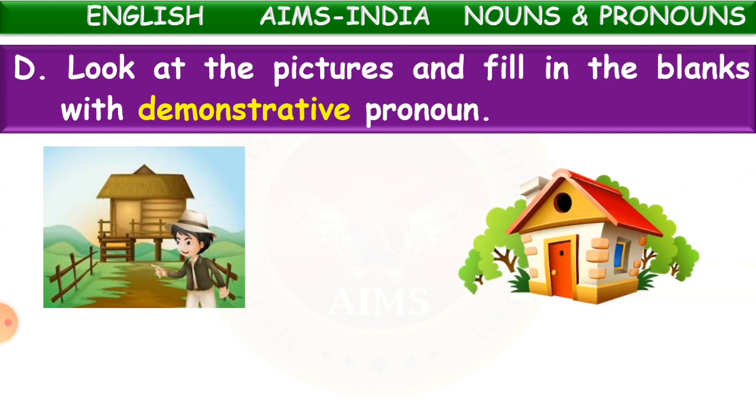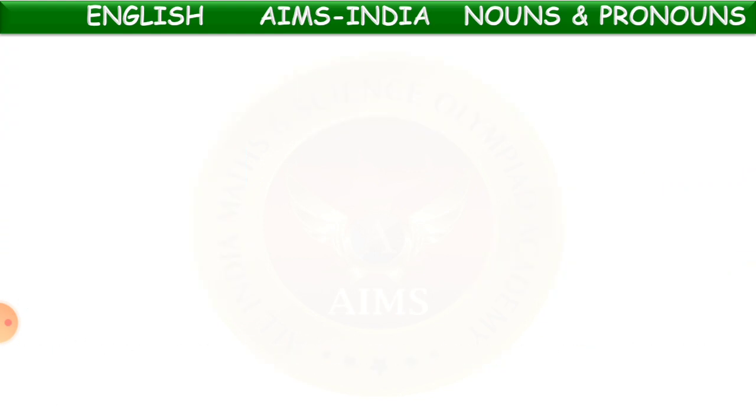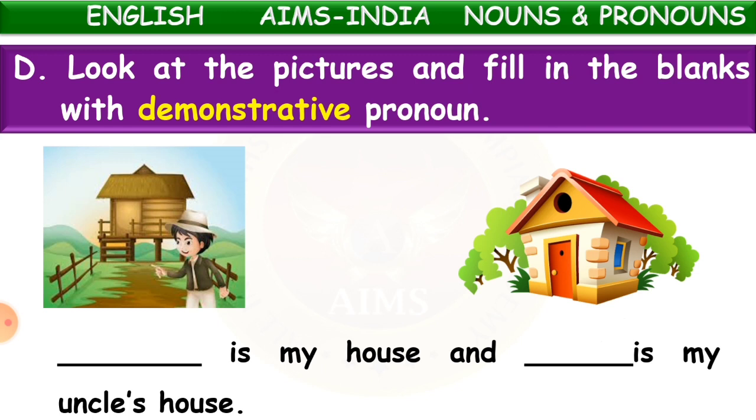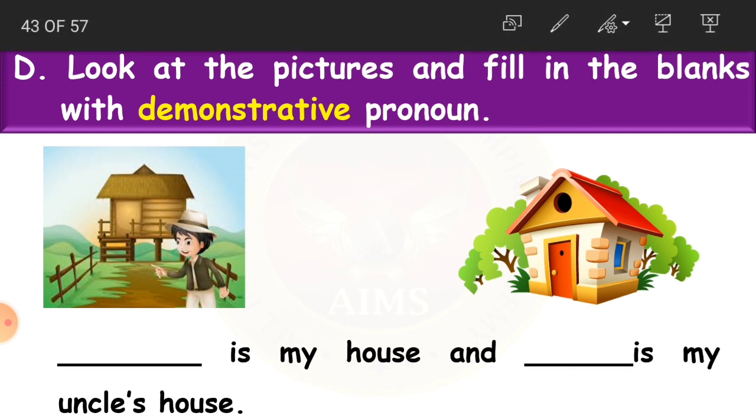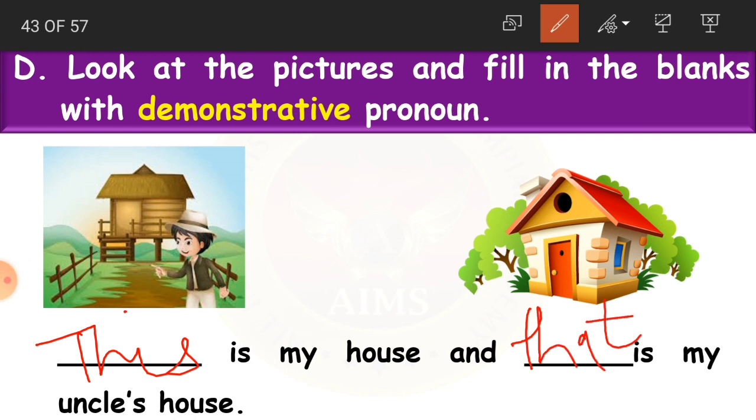Now we are going to look at the pictures and fill in the blanks with a demonstrative pronoun. Do you remember what are demonstrative pronouns, children? Demonstrative pronouns like this, that, these, those. So these and those are used for plural form. This and that are used for singular form. Clear? Now here, this is my house. The first one. And that is my uncle's house.